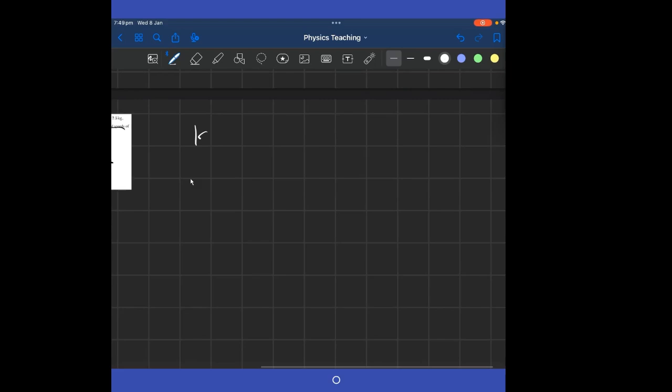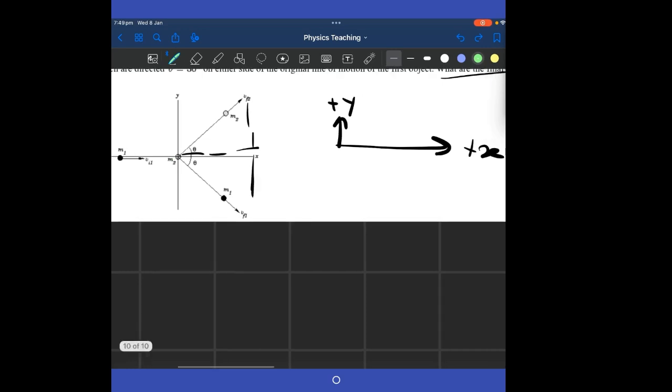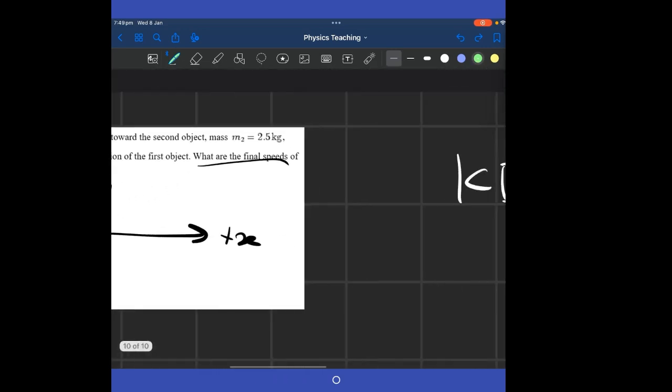So the kinetic energy initially is going to equal half m1 v1 squared. The reason is m2 is not even moving, so how can it have any kinetic energy? Because kinetic means energy of motion, and it has zero movement. So let's just figure this out.